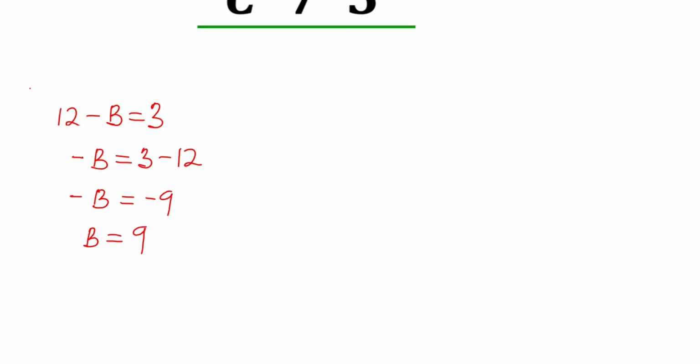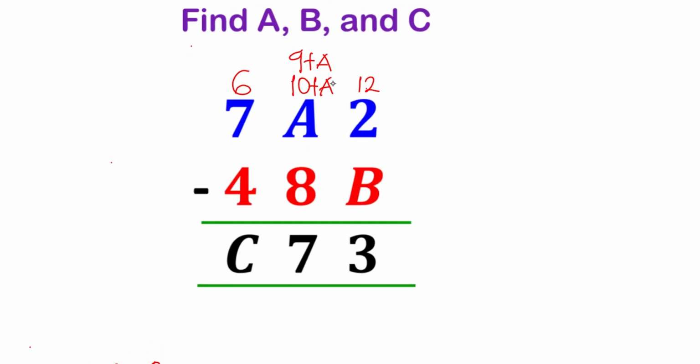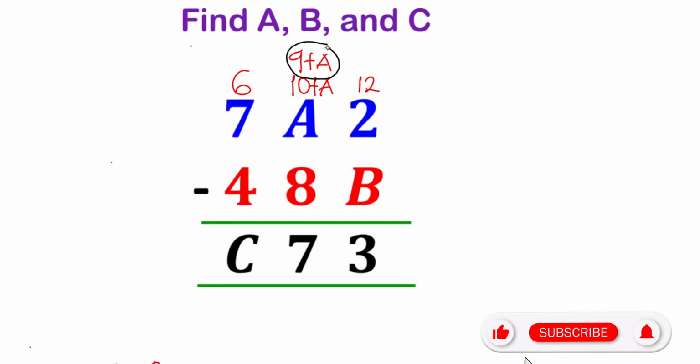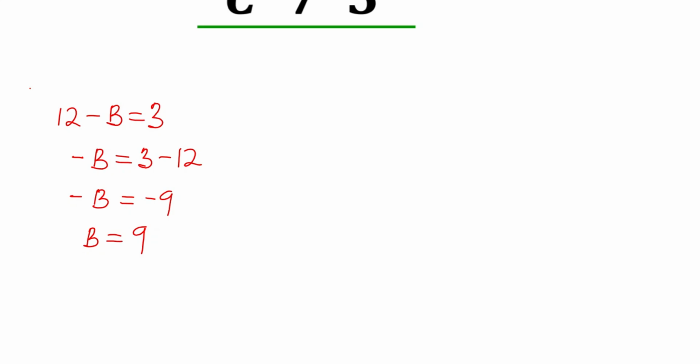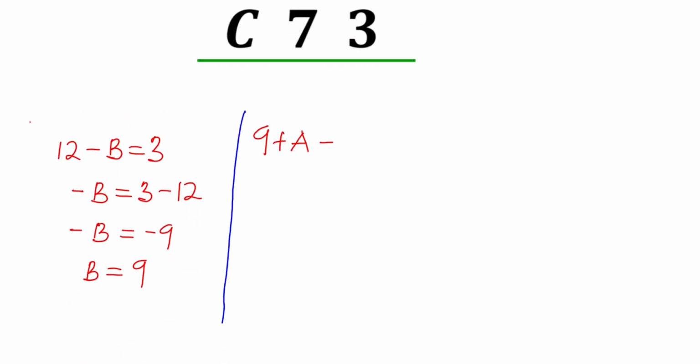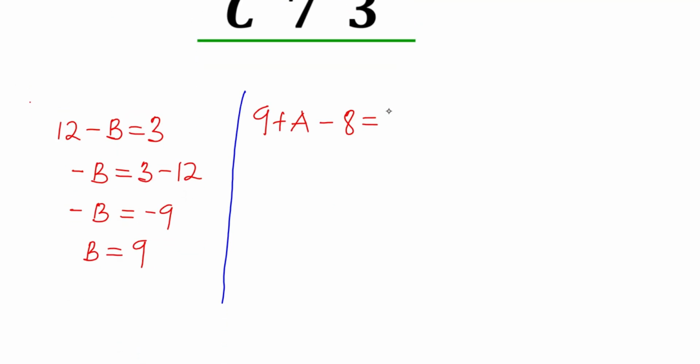Now we want to find the value of A. Now remember that we are left with 9 plus A at the top of A. So it means that 9 plus A minus 8 should give us 7. So we write this in equation form for us to get the value of A easily. So we have 9 plus A minus 8, which is equal to 7. So 9 minus 8 gives us 1. So that is A plus 1, which is equal to 7. So here our A is equal to 7 minus 1, and A here is equal to 6. So we have A's value here to be 6.